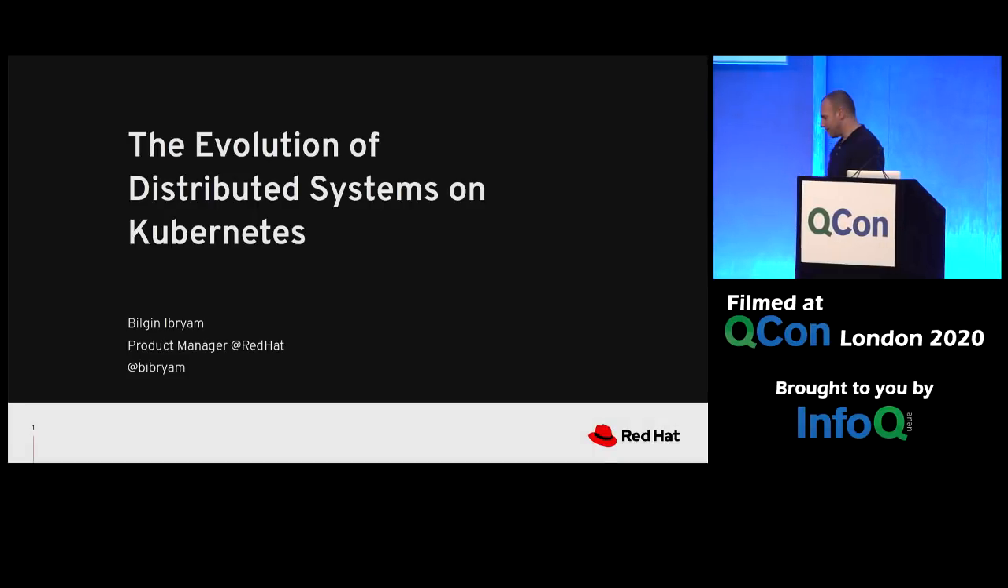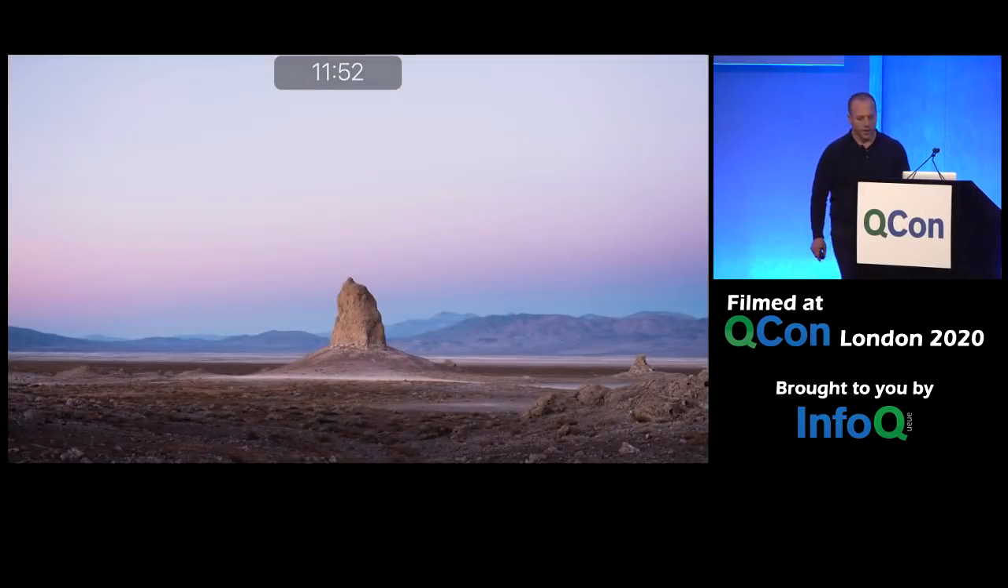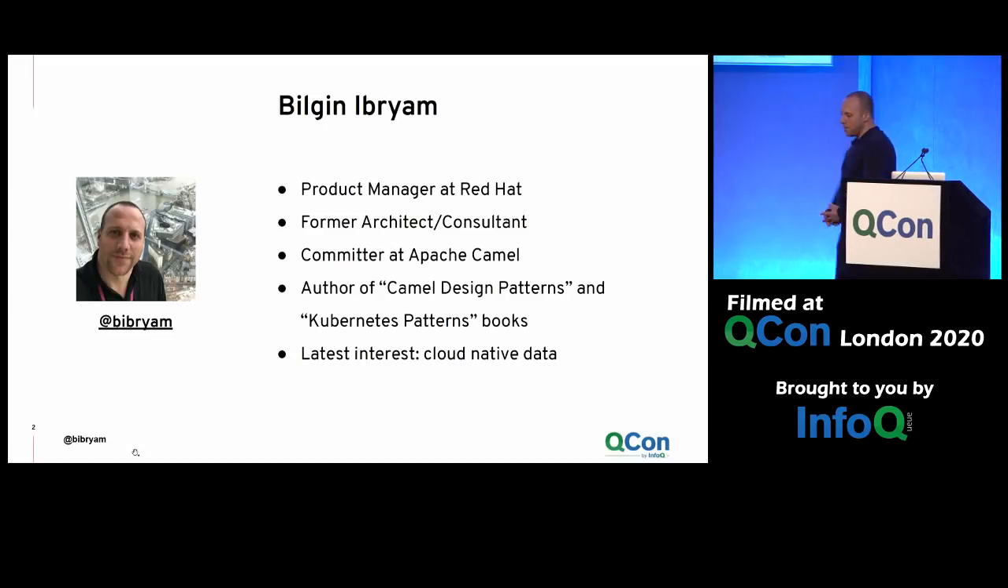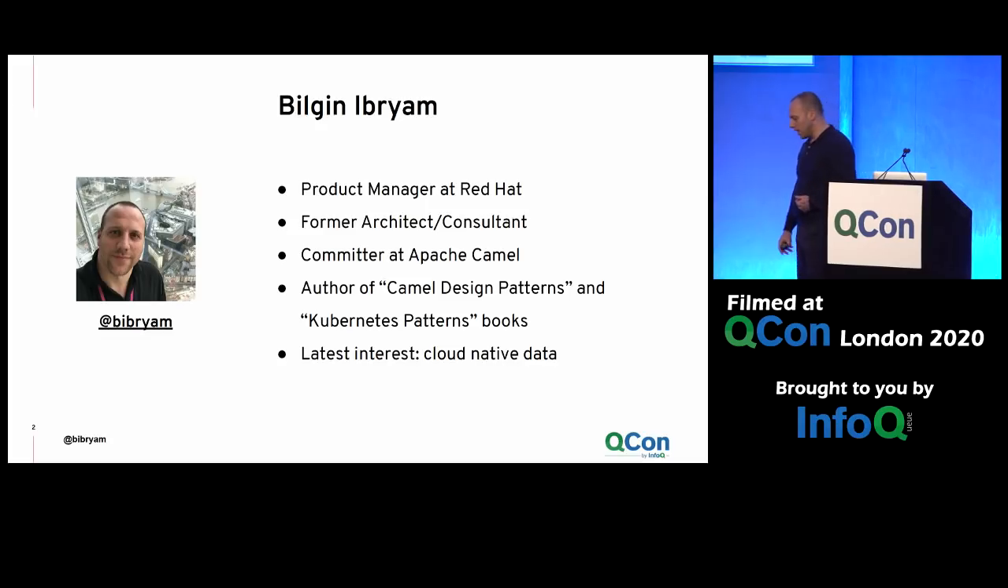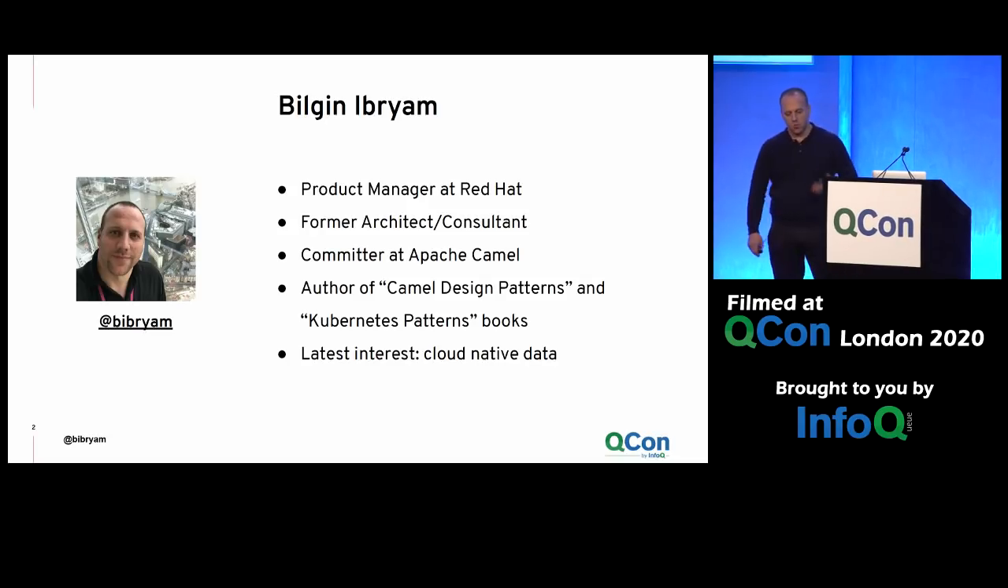I'm Bilgin, and today I'm going to share with you how I see distributed systems evolving on Kubernetes. Why me? Because I work for Red Hat, and there I have been a consultant, an architect working with distributed systems using Apache Camel. Apache Camel is a very popular framework in the Java ecosystem for doing integrations. And I'm a committer. I have a book about Apache Camel.